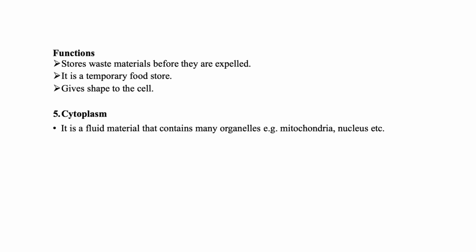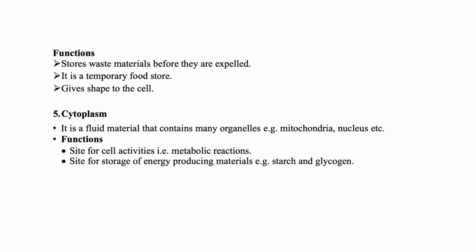Okay, let's look at the cytoplasm. This is a fluid jelly-like material. It contains many organelles like the mitochondria, the nucleus, the cell sap, as I said earlier. Its function is to be a site of cell activities, that is, metabolic reactions. So some of the energy is stored and produced within this space, e.g. starch and glycogen. Starch is for plants, glycogen is for animals.